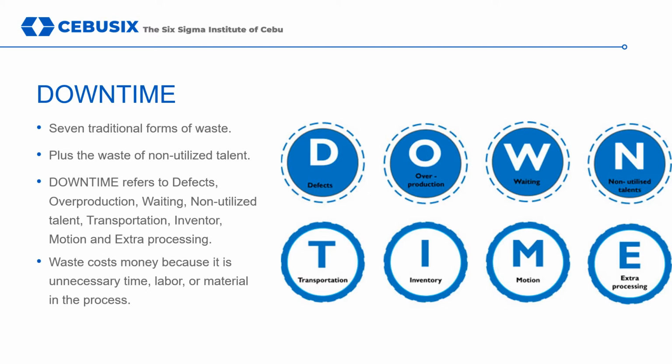The acronym DOWNTIME is an easy way to remember the 8 wastes of defects, overproduction, waiting, non-utilized talent, transportation, inventory, motion, and extra processing. Several of these forms of waste sound repetitious, such as the waste of overproduction and inventory or the waste of transportation and motion. This is why we will need to define them in greater detail.